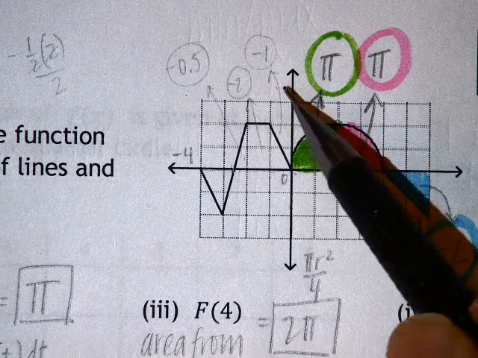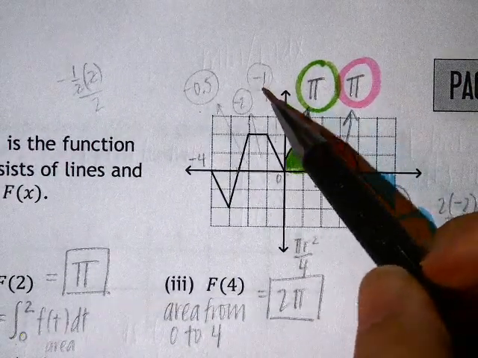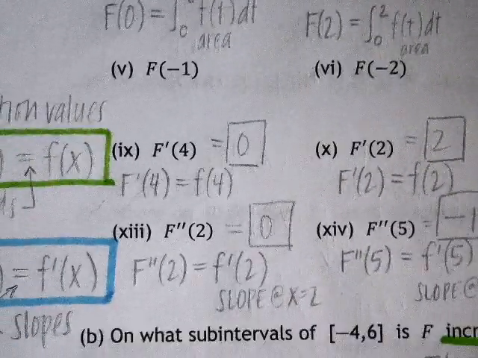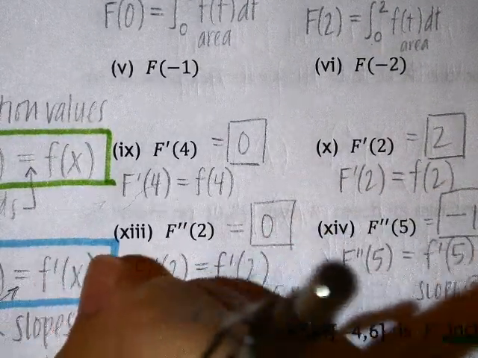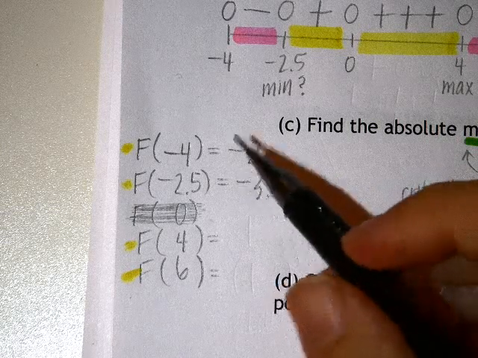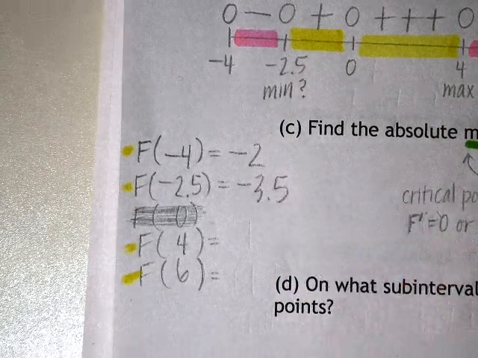So it looks like the area total from 0 to -2.5 would be these three values added together. That looks like -3.5. Now remember, these numbers don't mean a whole lot right now until I compare them to one another. So I'm just writing them for now, and then I'll go back and compare them in a moment.